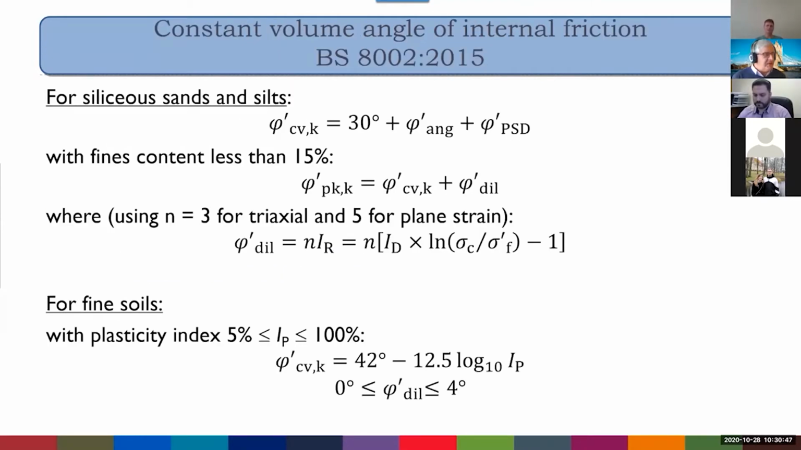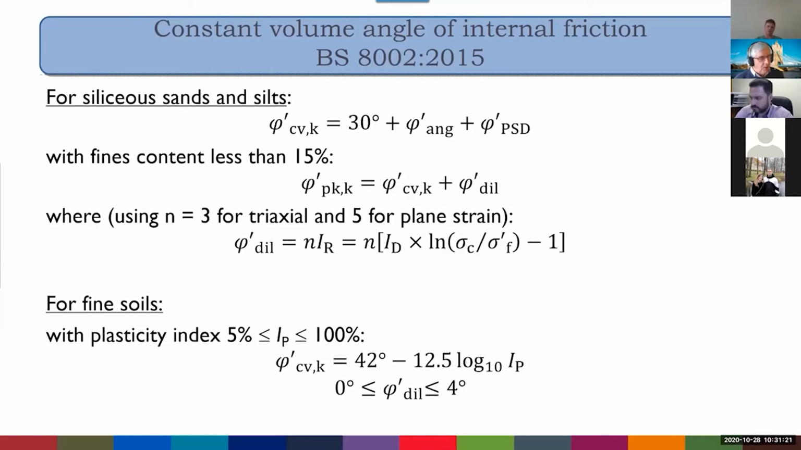Now, I said that you can get this constant volume value in a number of ways. Here are some formulations. These are taken from the British standard for retaining walls, which I was involved in writing. For sands and silts, we have a formula. Phi CV is 30 degrees plus a value due to the angularity of the sand and a value due to its particle size distribution. If the fines content is less than 15%, you add on a value due to dilation. And there's a formula that you can use to get that dilation based on density index.